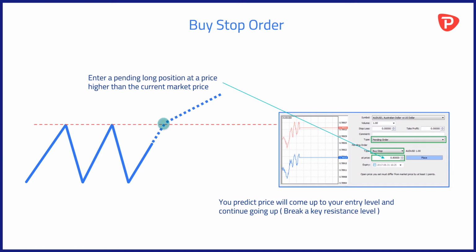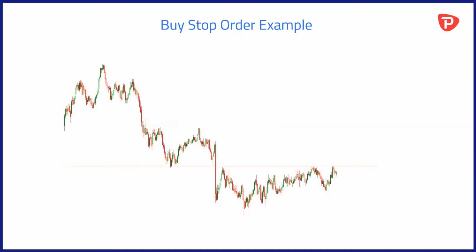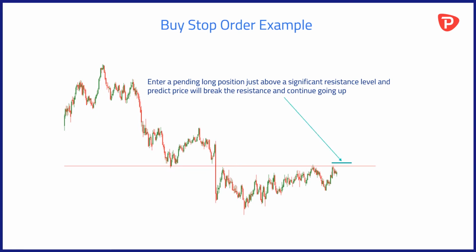In the real example that we can see on the screen, we can see this process in action. You can see that the red resistance line on the chart may provide an expected level of resistance, and you would like price to break that zone before entering a long position. Rather than sit in front of the chart and wait, a buy stop order can be placed just above that resistance line.